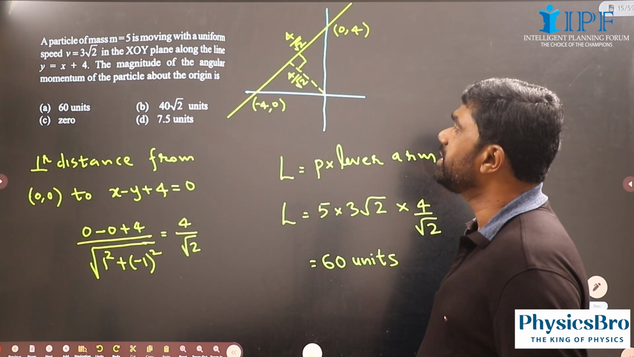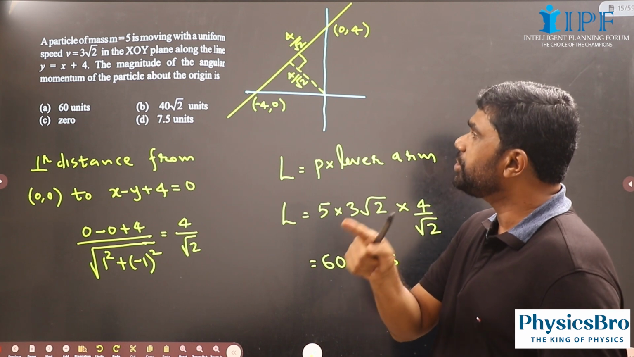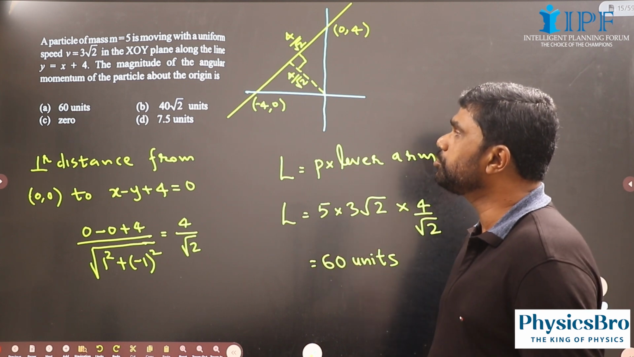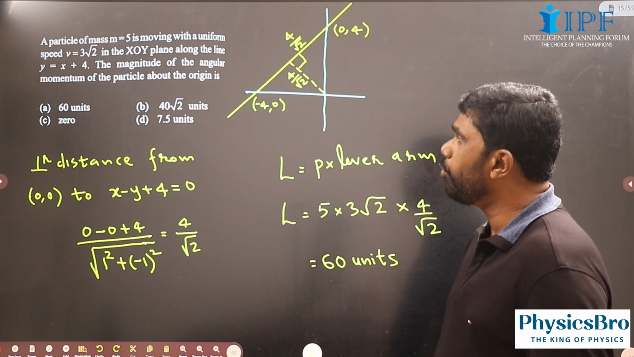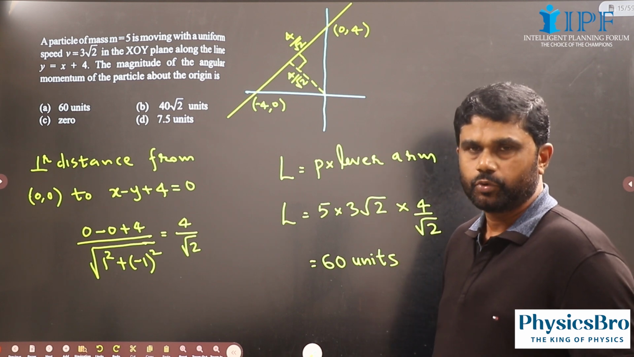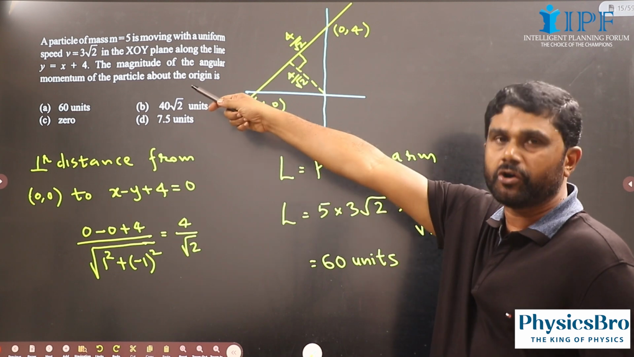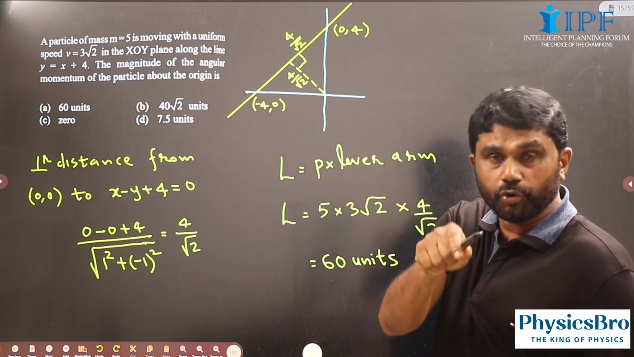A particle of mass m equal to 5 units is moving with the uniform speed v equal to 3 root 2 in the XOY plane along the line y equal to x plus 4. Okay, y equal to x plus 4. So the particle is moving along that line. Can you draw that line?